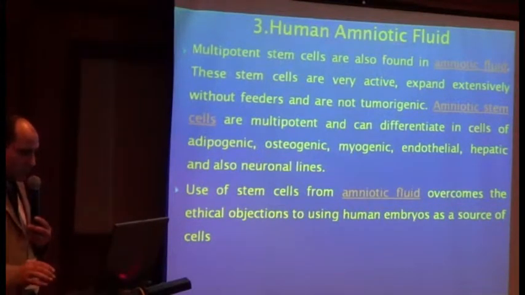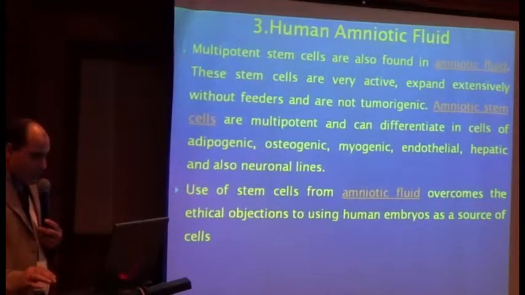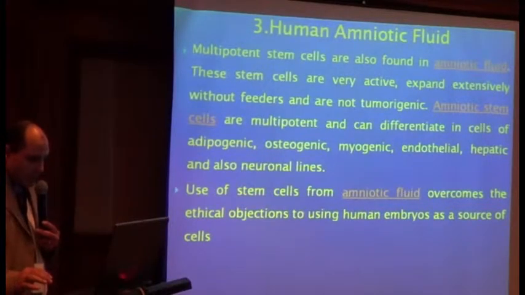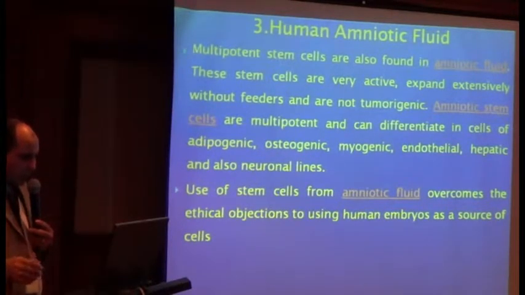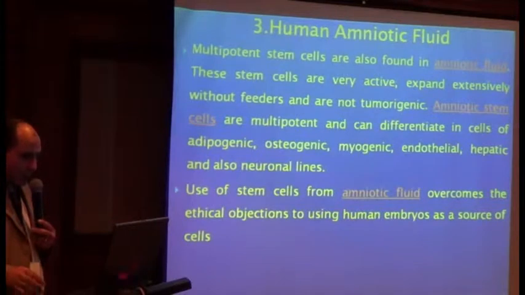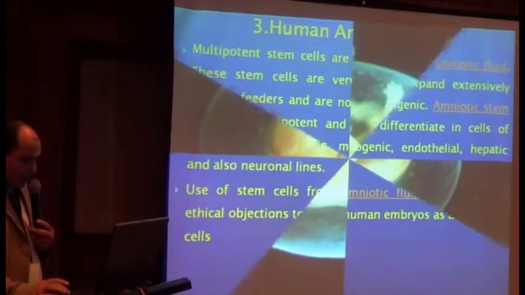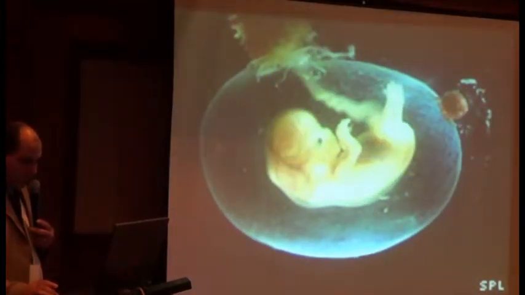The third type of mesenchymal stem cell is derived from human amniotic fluid. Multipotent stem cells are also found in the amniotic fluid. These stem cells are very active, expand swiftly without feeder layers, and are not tumorigenic. Amniotic stem cells are multipotent and can be differentiated into cells of adipogenic, osteogenic, myogenic, endothelial, hepatic, and also neural lines. Use of stem cells from amniotic fluid overcomes the ethical objection to using human embryos as a source of cells. It is like the baby swimming in the amniotic fluid inside the placenta.